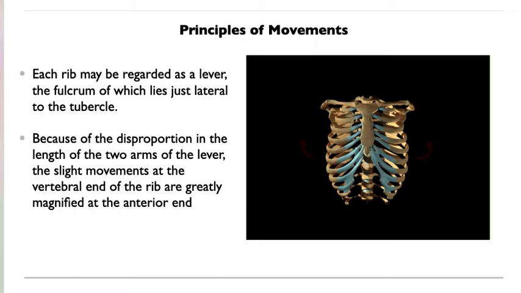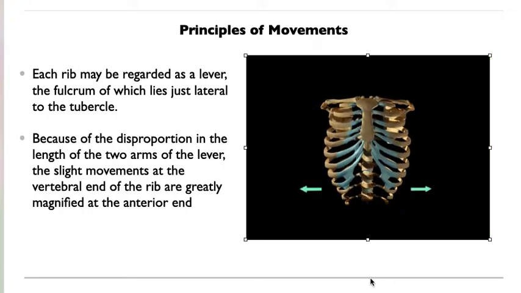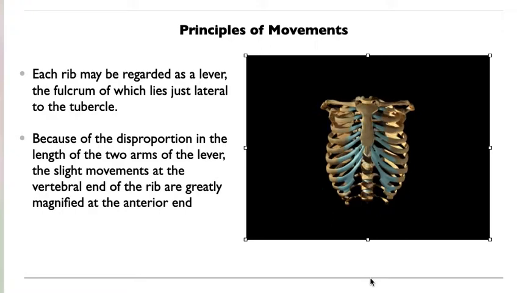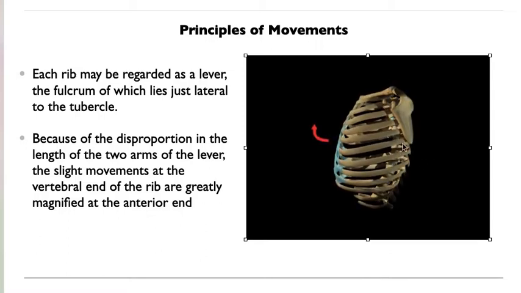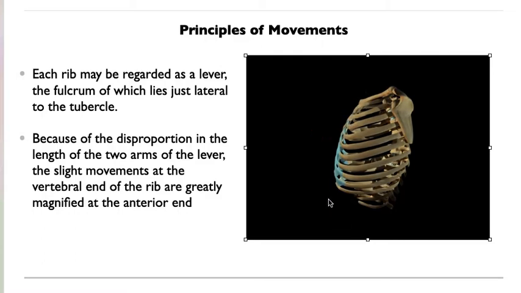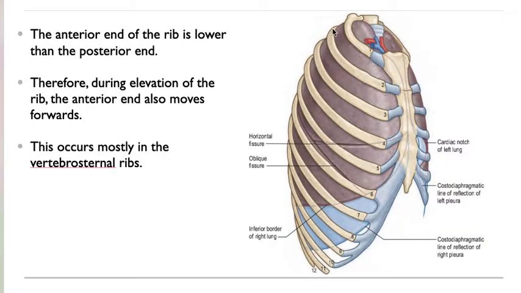Even slight movements at the vertebral end of the rib are greatly magnified at the anterior end, as seen in this video. You can see there's a small movement occurring behind, followed by a greater movement occurring at the anterior end. Small movements here but huge movements here, greatly magnified. Also, the anterior end is lower than the posterior end, as you can see. Therefore, when the rib elevates, it is also moving forward.